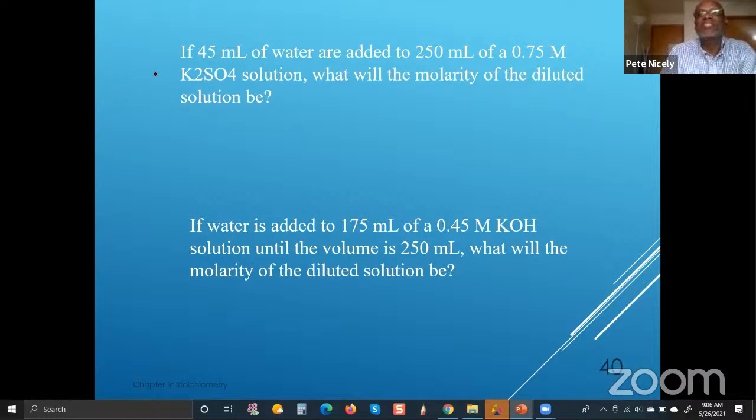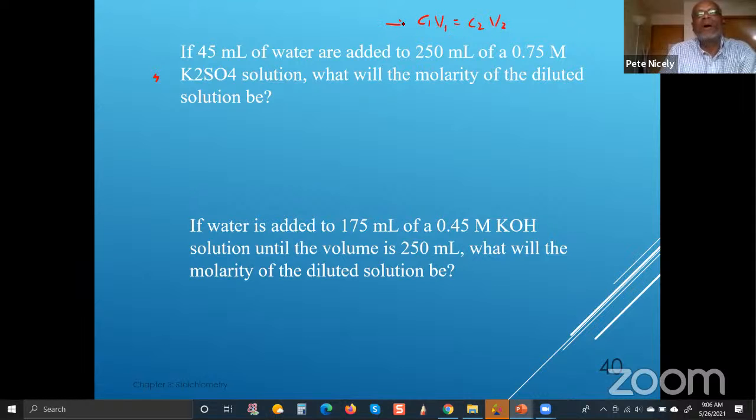Now, one thing I should have mentioned, which I'm going to mention here, is that the equation that is used for dilution, and this is something that you should have met before in your high school or introductory chemistry, the equation that you'd use for this type of problem is C1 V1 is equal to C2 V2, all right?